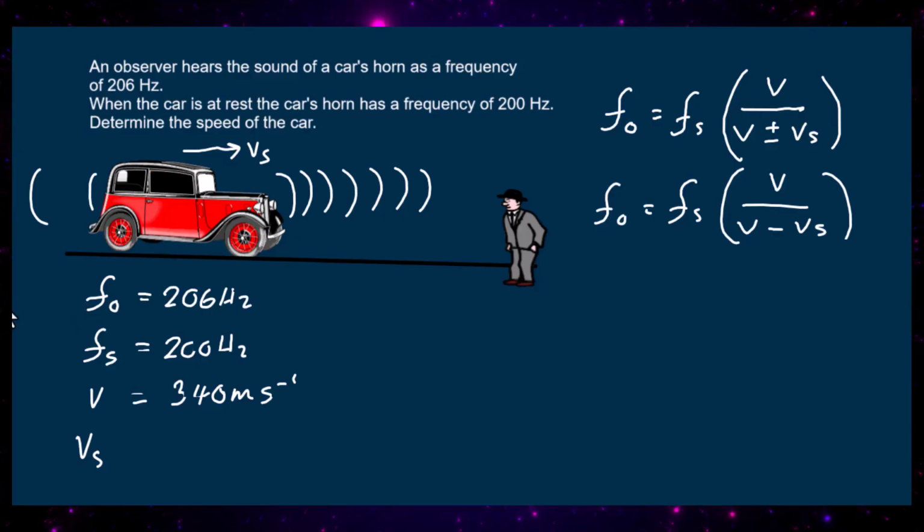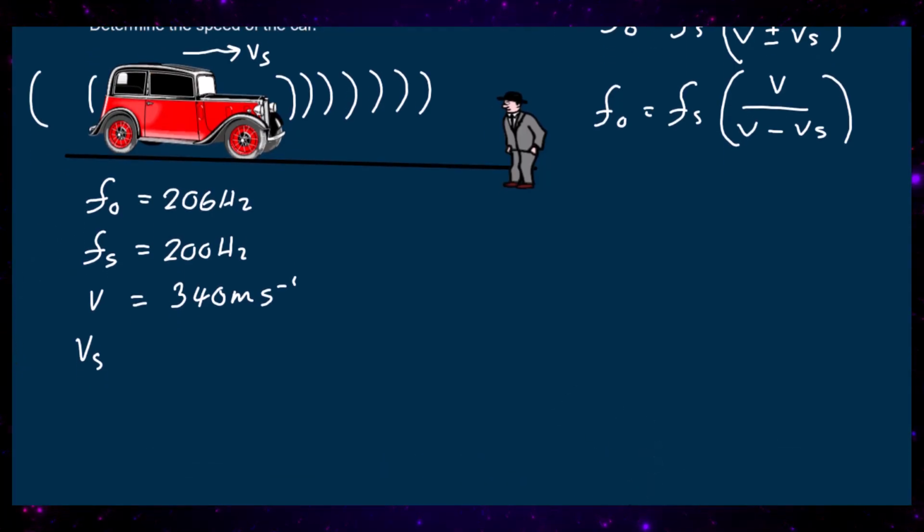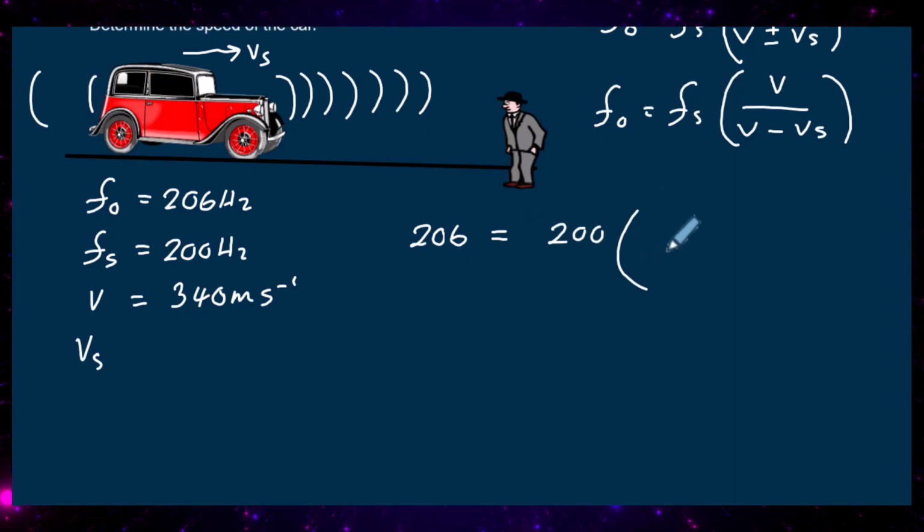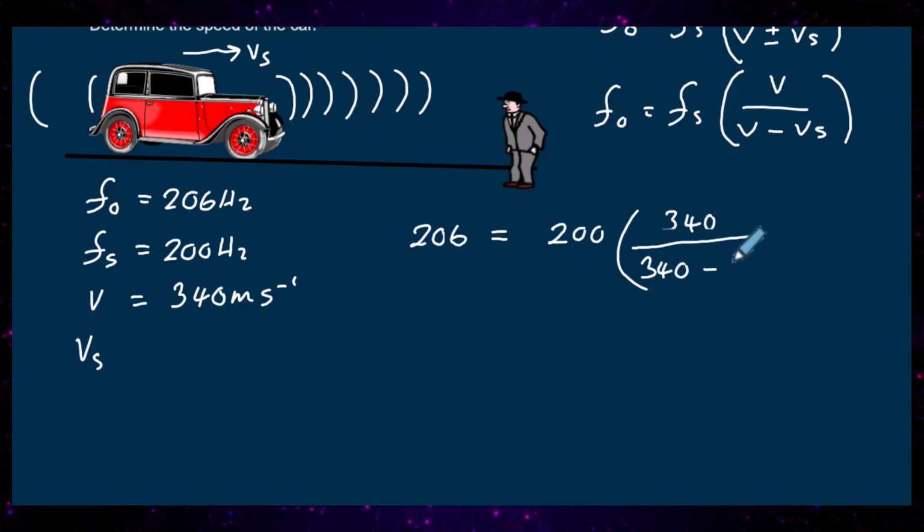So let's put the numbers in and see if this can help us. So f0 is equal to fs times this bracket here. So f0 is 206, so we can put that down, 206, and that's going to equal 200, the frequency of the source, multiplied by this bracket: 340, divided by 340 minus the character we're looking for, the speed of the source.